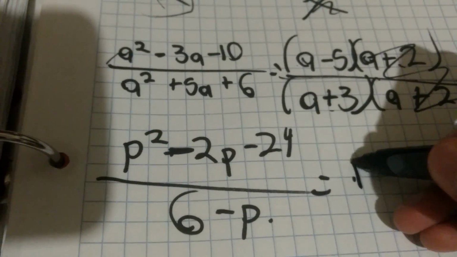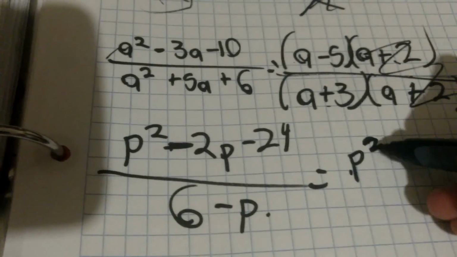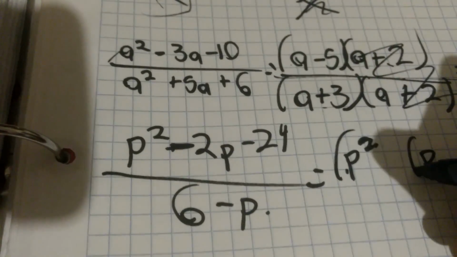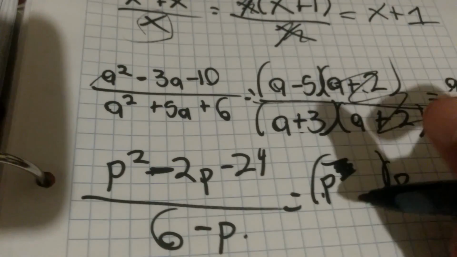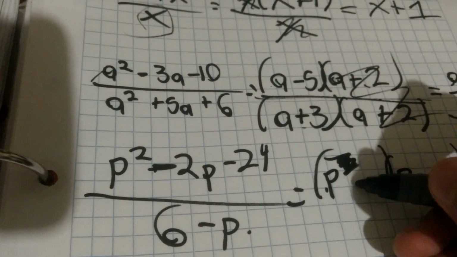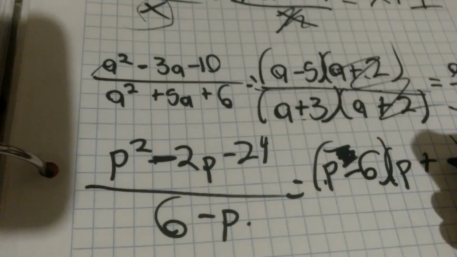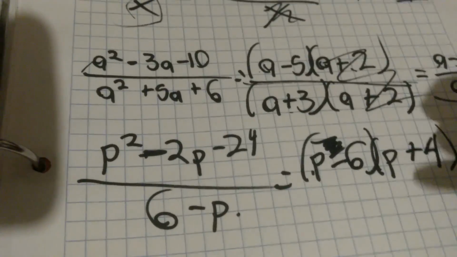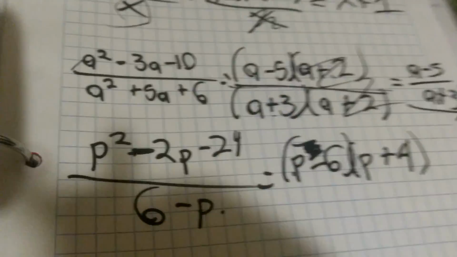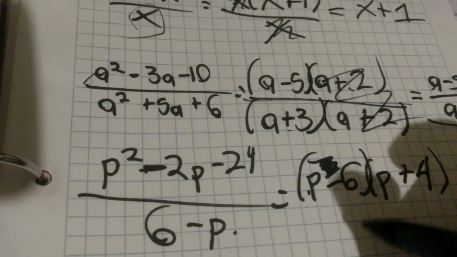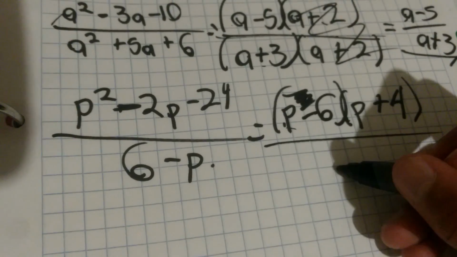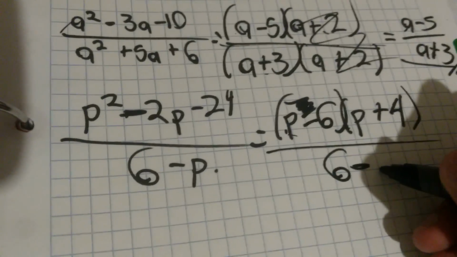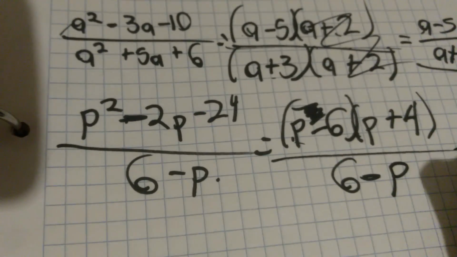p squared. Simplified would be p times p, and sum and multiply should be minus 6 plus 4. Minus 6 times 4 is 24, and sum must give me minus 2. And the bottom only stays the same.